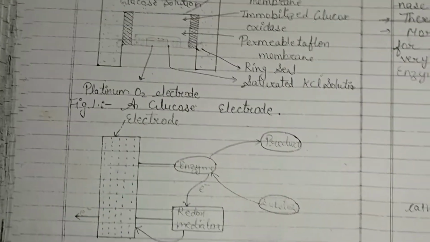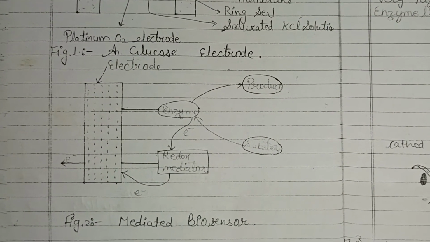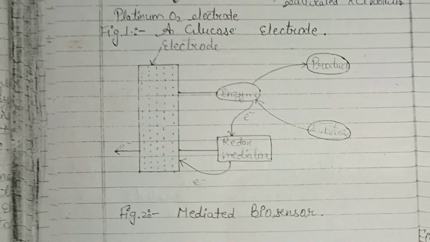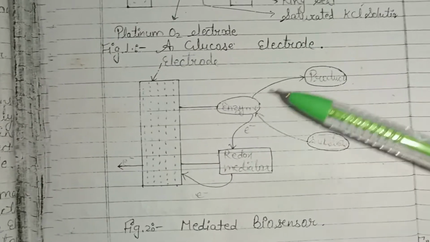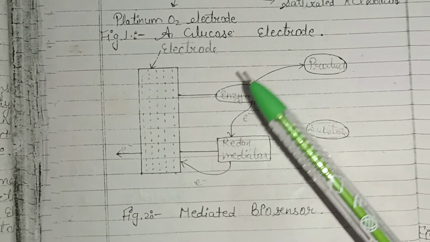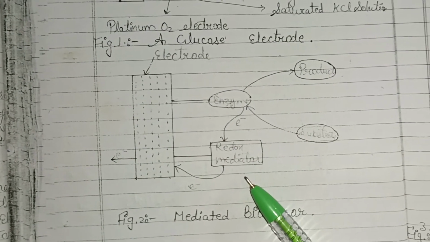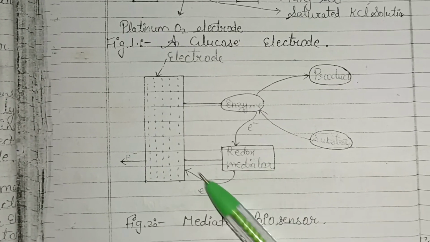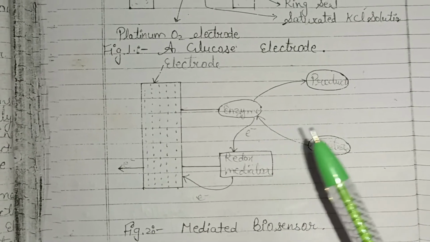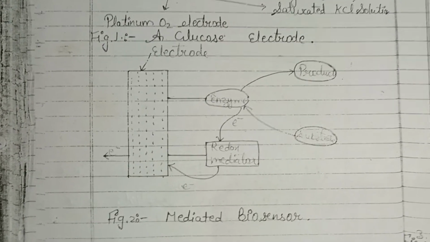Again, the next diagram is a mediated biosensor, a type of amperometric biosensor. Here an electrode is used by which electrons are released. It interacts with the enzyme, the biological component here. It interacts with the redox mediator. Electrons are attracted towards the electrode, and the product is formed by the conversion from the substrate. So this is a mediated biosensor.